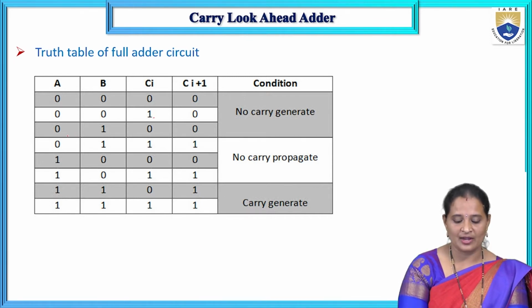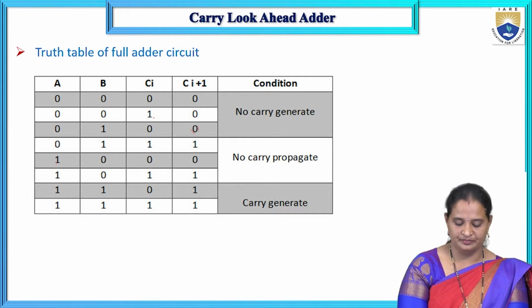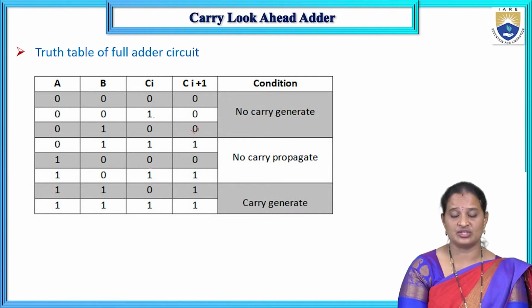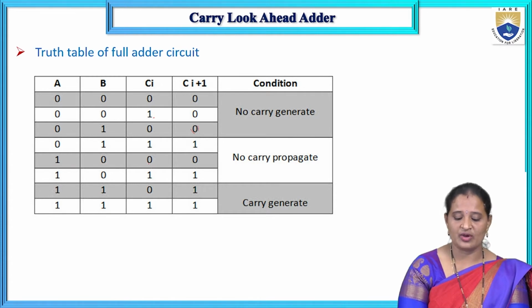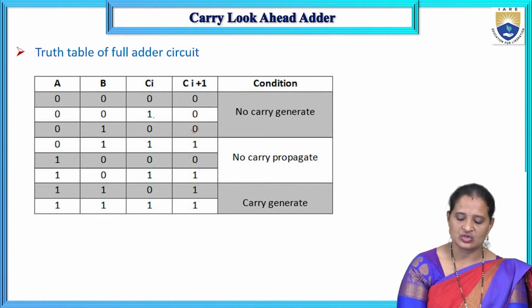So the full adder is performing 0 plus 1, it is 1. 1 plus 0, 1. Is a carry generated here? No. Here also no carry is generated. And next 0, 1, 1. So 0 plus 1 is 1, 1 plus 1 is 0 with a carry 1.